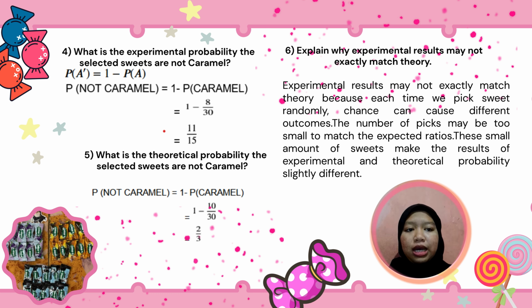And question number 6 is about explaining why the experimental result may not exactly match the theoretical probability. It is because each time we pick a random sweet, chance can cause different outcomes, and the number of picks may be too small to match the expected ratio. This small number of sweets can make the experimental and theoretical probability slightly different.